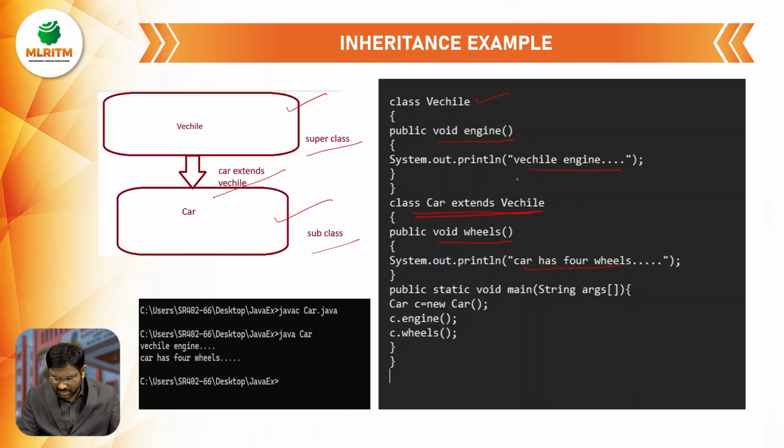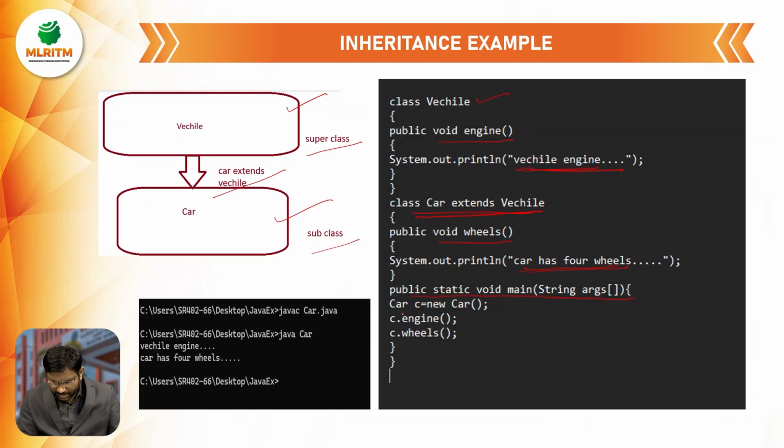In the parent class I am getting "vehicle engine". This is the output I have to get. So "vehicle engine" is the output from the parent class, and "car has four wheels" I have written in the child class. Here I am writing the main method, that is public static void main, String arguments.